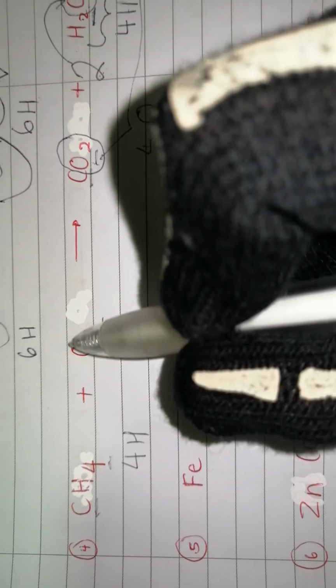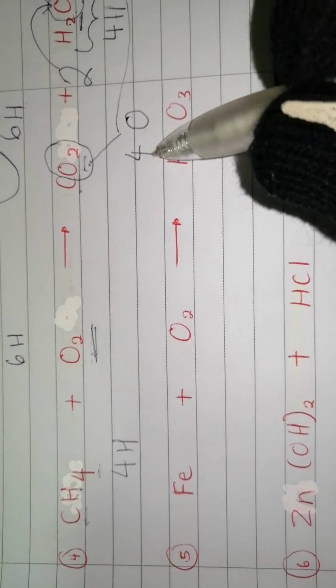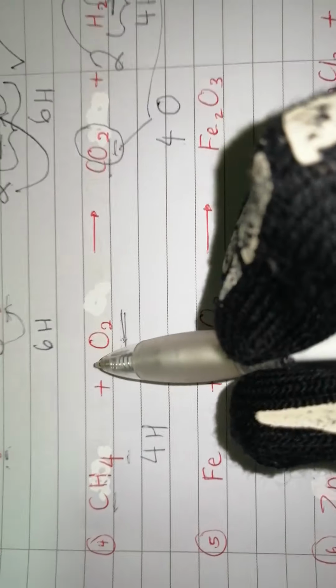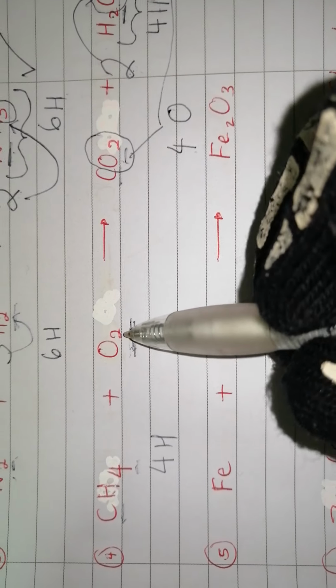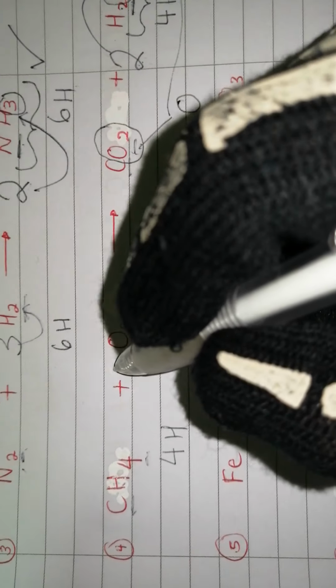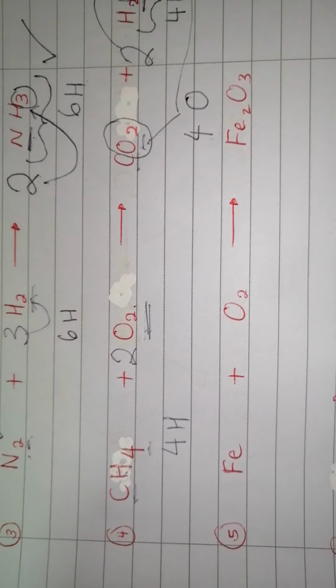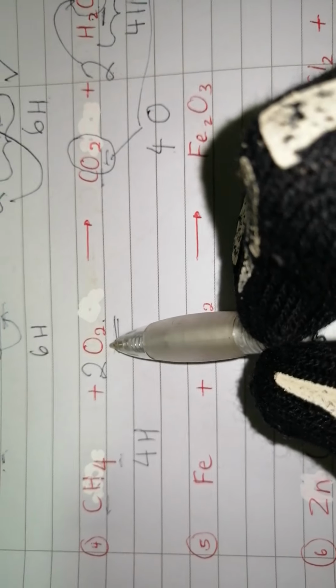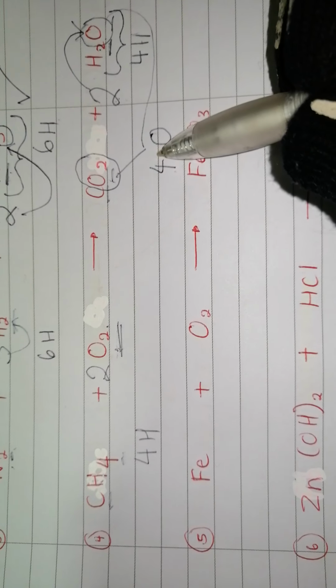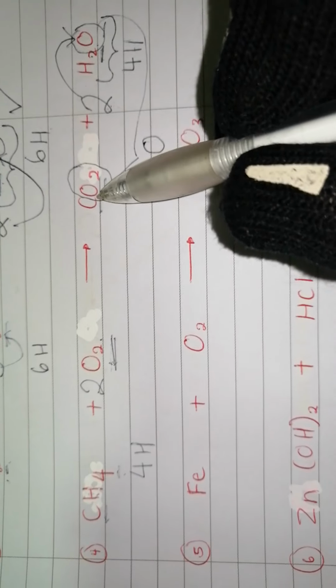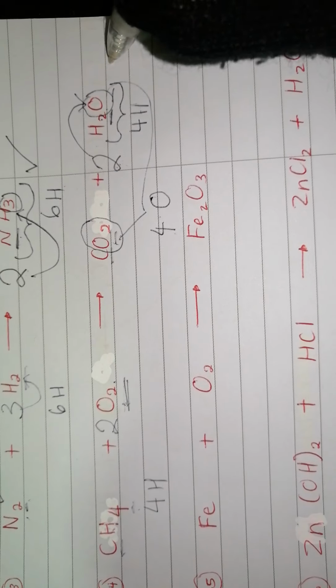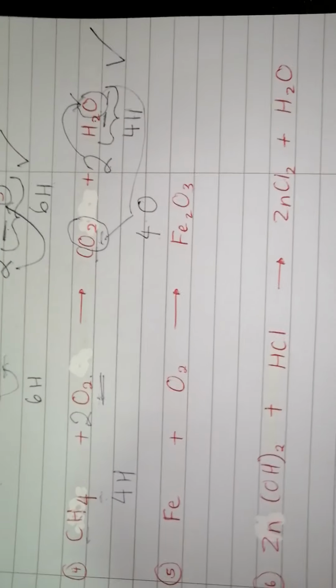Now on this side, I only have 2. So I need to also make it a 4 just like the other side. So I need to put something in front of this oxygen, which when I multiply it, will give me 4. And obviously, if you multiply 2 by 2, it will give you 4. So now you have 4 oxygens on this side and 4 oxygens on this side. 4 hydrogens here, 4 hydrogens here, 1 carbon here, 1 carbon here. It's all balanced, so this equation is balanced.